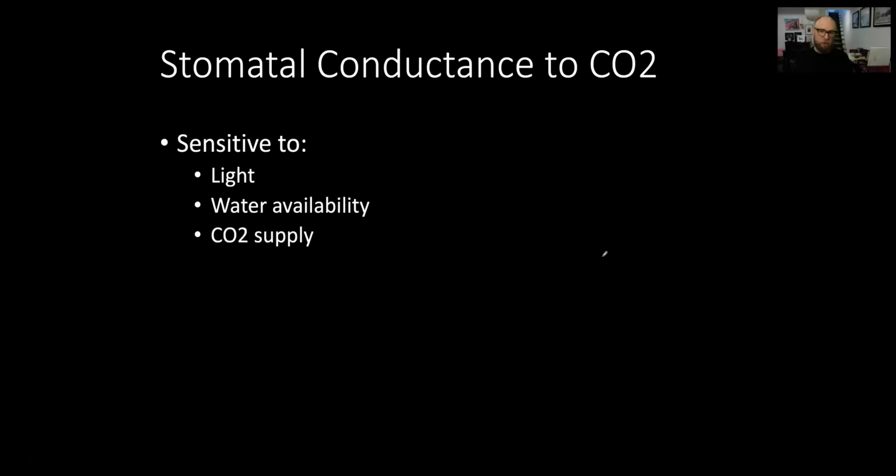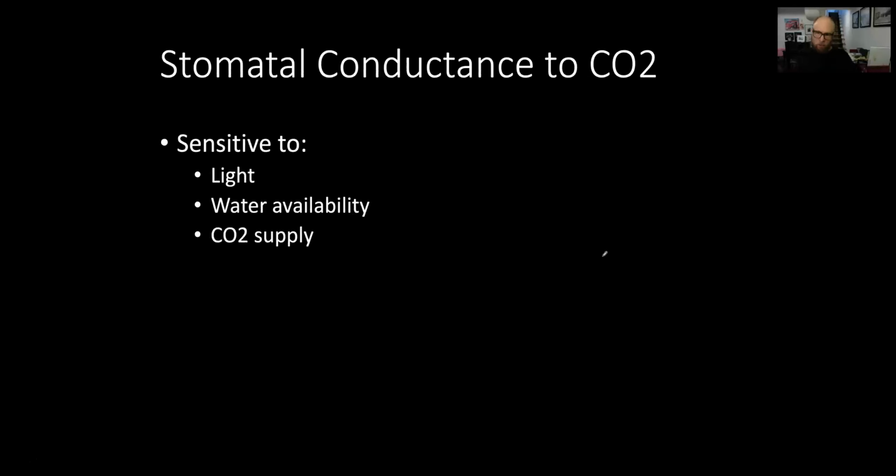And then lastly, CO2 supply. If rubisco is ready to go, it's got plenty of energy, but there's not enough CO2, that can trigger the stomates to open even wider, or as wide as possible, to get CO2 into the leaf, into the site of carboxylation faster. And so those are three of the big things controlling the rate of stomatal conductance.